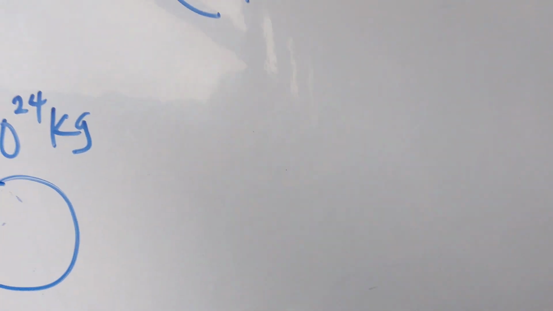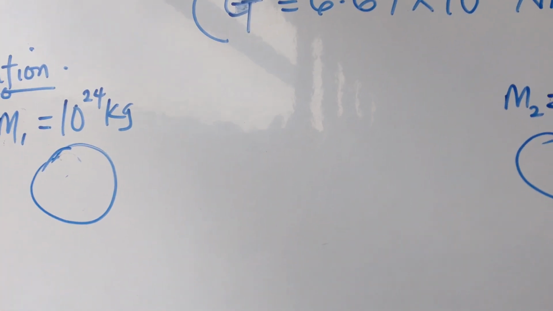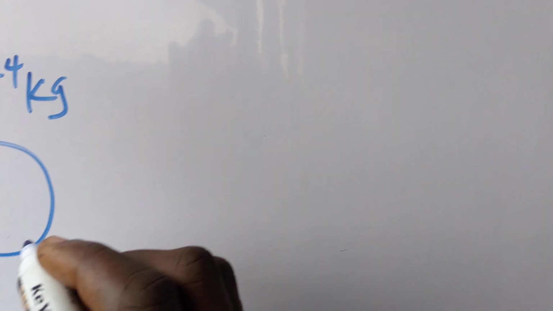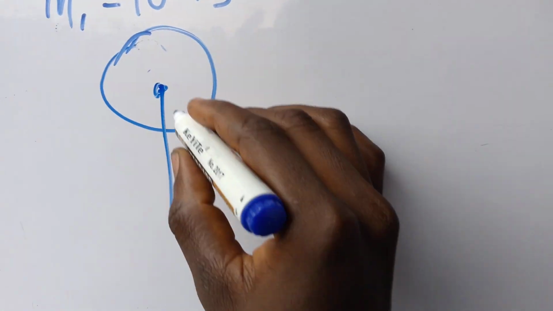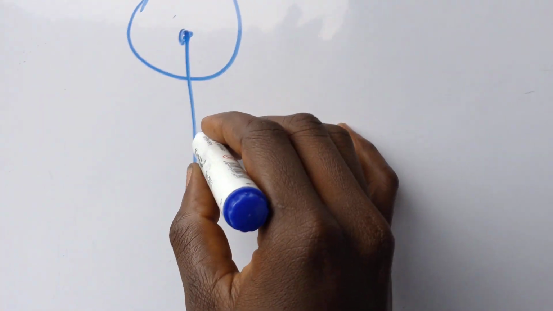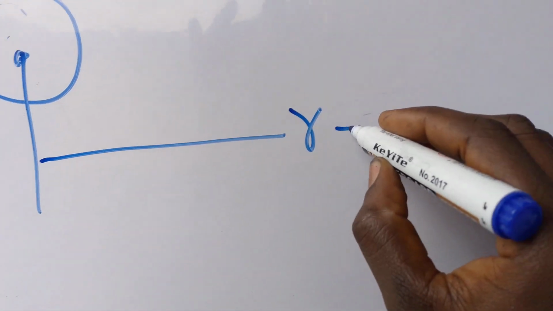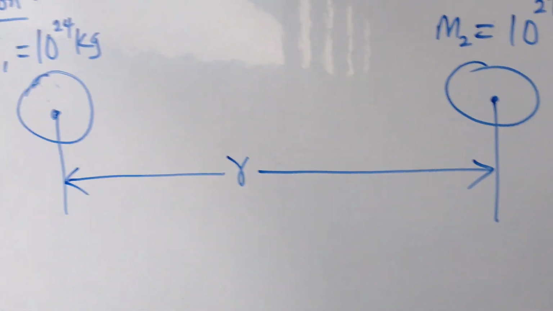All right, and then you also see here that the distance between them was not given. We are asked to calculate the distance between both objects. This is their center, so their distance apart will be r. Their distance apart is r, and it is not given.